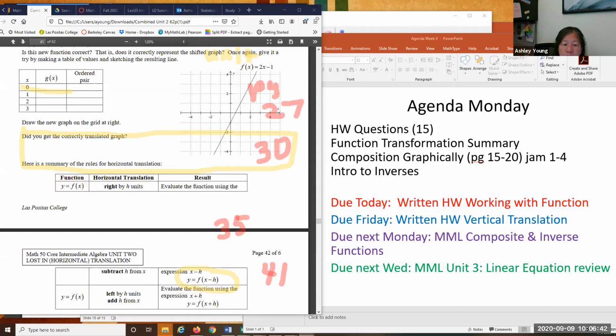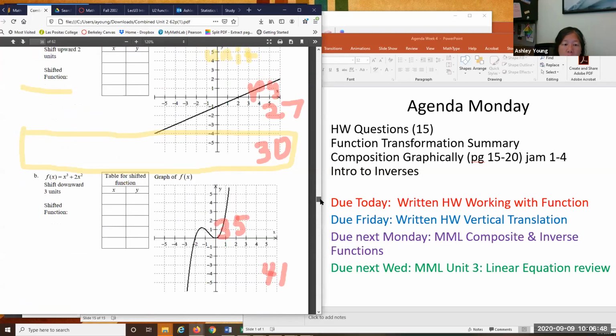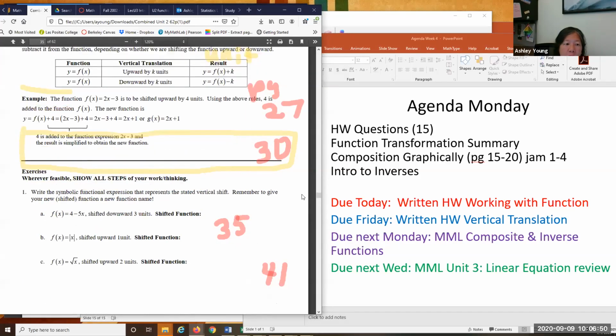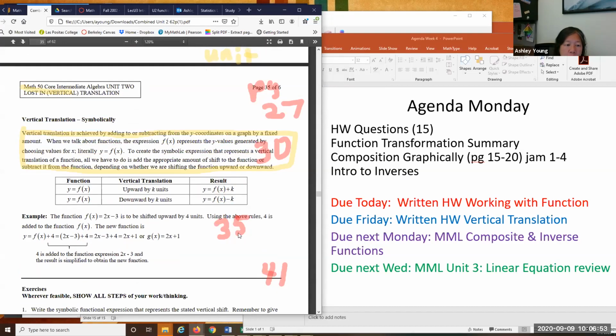I'll show you the ones for page 35 again. Page 35 is right here, right? Vertical translation. Again, if you want to shift something up k units, you would just add that amount to the end. If you move the whole function down, you just subtract that amount from the end. So the up and down, that's on the outside of the function. You just tack it on to the end. I call it on the outside of the function because the function's really right here where f of x is. And you just throw it onto the end.